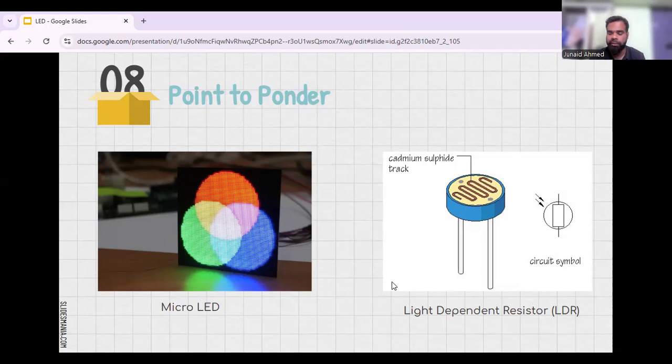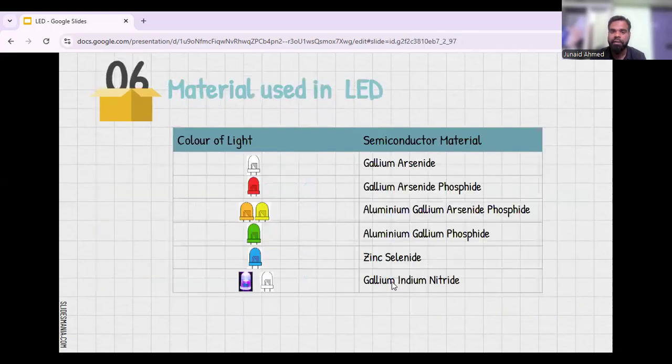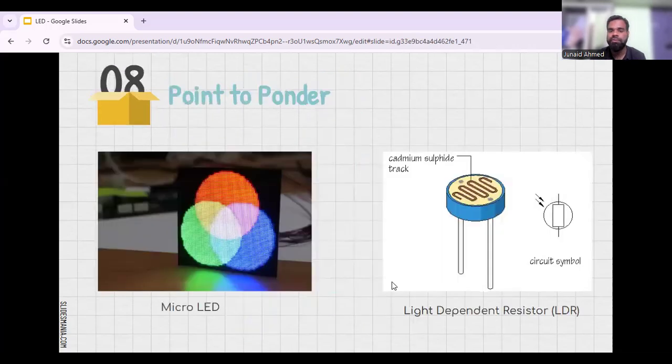So this is all about LED. What we have to remember here is that different color LEDs use different materials, but the proportions of composition are very near compared to other LEDs. With the help of these materials, we can make different colors of LED, and the operating voltage is also nearly the same. So this is all about LED.